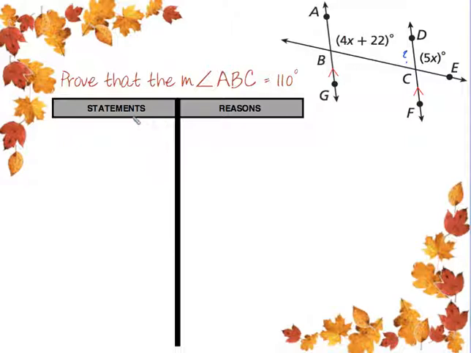But let's do this one. So we have the measure of angle ABC, and we have this angle right here. Since they're corresponding, they should be equal to each other. And the reason you put is if lines are parallel, corresponding angles are congruent. Second step is always substitution.